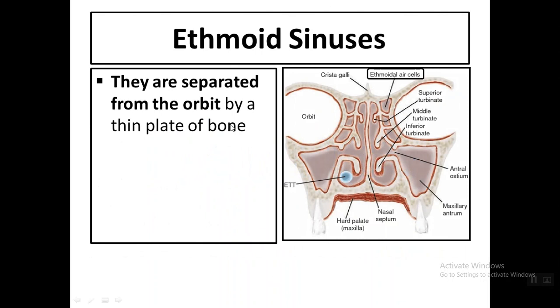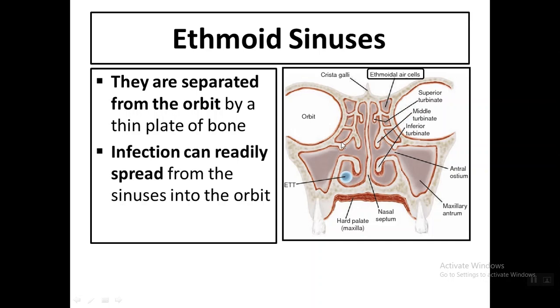Another important note, as we say, the ethmoid sinuses are separated from the orbit by this thin plate of bone, هذا هو thin plate of bone. بالتالي راح يكون الانفكشن can readily spread from the sinuses into the orbit.